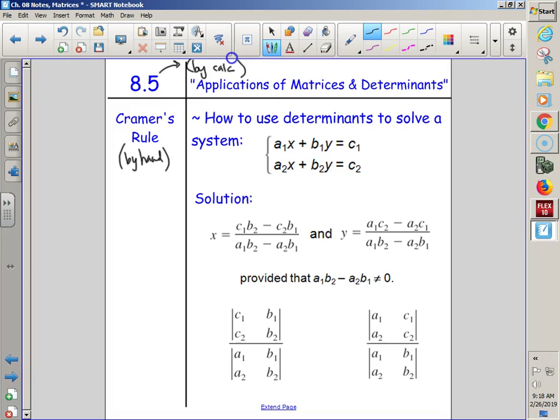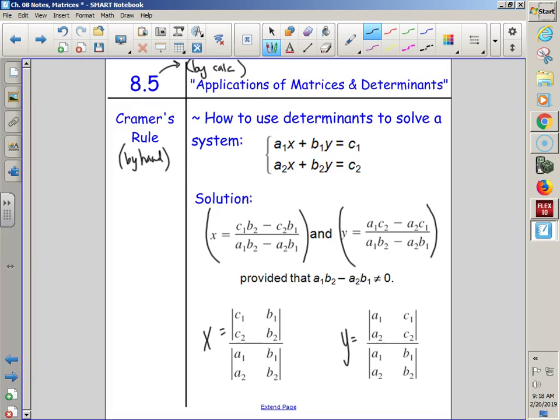How to use determinants to solve a system. Do you guys see how we have a system of equations with two unknowns? And all of these are just numbers. They're just constants. They're just placeholders. Cramer's rule says to find x and to find y, you can actually use these formulas, which would look quite complicated if you see them, right? These formulas look pretty nasty. X equals, y equals, ugh.